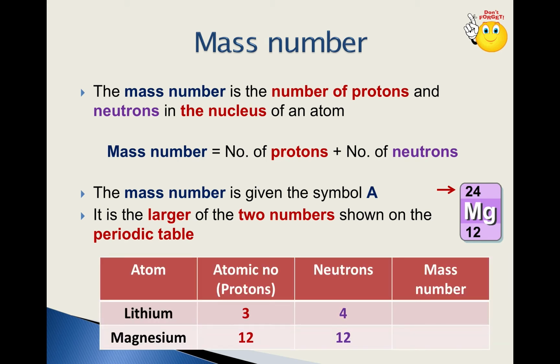And here are two more examples for us to look at. Again, we've got an example of lithium and magnesium. If we look at lithium, it's got 3 protons, 4 neutrons. If we add them together, it will have a mass number of 7. And magnesium would have a mass number of 24. The mass number does not have to match the mass number on the periodic table, because certain atoms can be isotopes, which we'll find out in a few more slides' time. And isotopes will have the same number of protons but a different number of neutrons, and thereby the mass number will be slightly different.